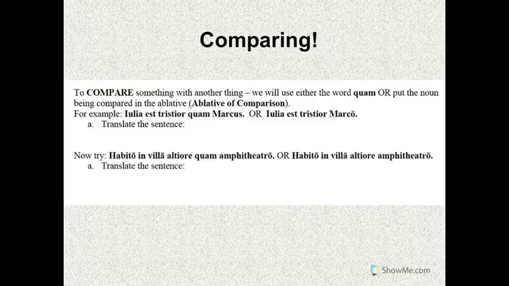All right, now that you know how to do all the forms, let's figure out how to use them in sentences. To compare something with another thing, our first option is that we'll use the word quam and translate it as than. Our second option is that we're going to put the noun that we're comparing into the ablative. This is called the ablative of comparison.